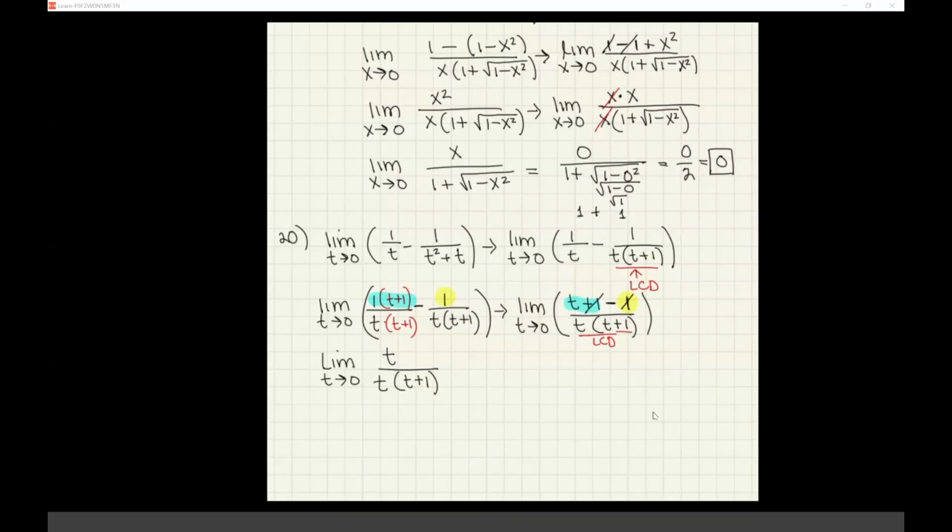Can everybody see what to do next? What should I do next? Cancel out the t. Now, when you're dividing out, you're saying t goes into t once, t goes into t once. So this becomes the limit as t approaches 0 of 1 over t plus 1. Can I plug a 0 in now? Yep. This gives me 1 over 0 plus 1, which is 1 over 1, or just 1.